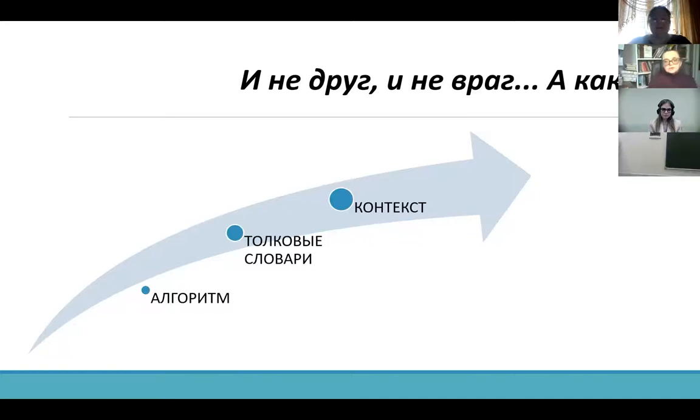So: algorithm, thesaurus, context. This journey of a young translator can help us to overcome this thoughtless use of words, use of borrowings, where we need them and where we don't, regardless of the type of translation and the type of content. Thank you for attention. I will be happy to answer your questions.